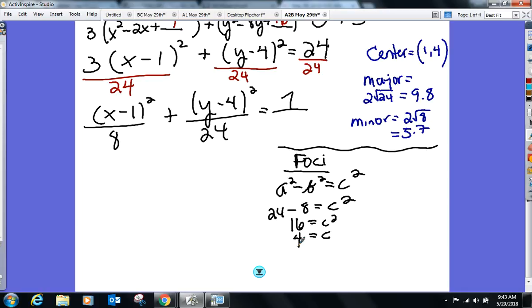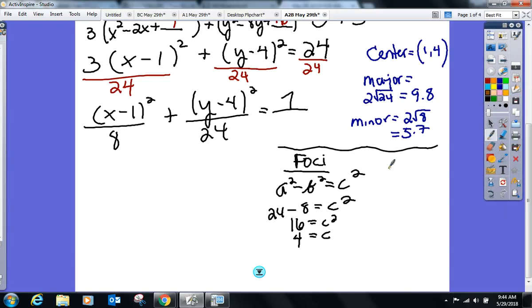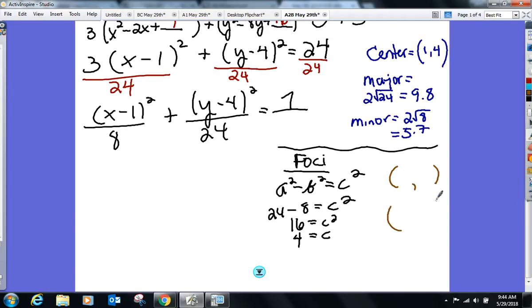Where are the foci located? Which axis? Always the major axis. So from the center, 1, 4. You guys told me the major axis was vertical, so you guys should be going up 4 units, down 4 units right now. From 1, 4, up 4 units, down 4 units. And let me know where you end up. Which coordinate will not change, the x or the y, if I go up and down? X coordinate. So you should have 1, comma something. Go ahead. Up and down.